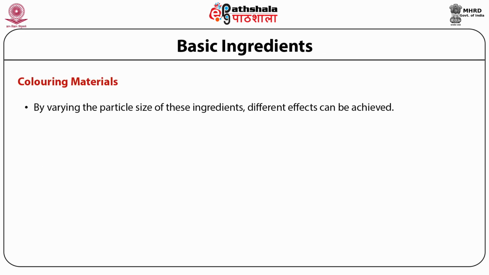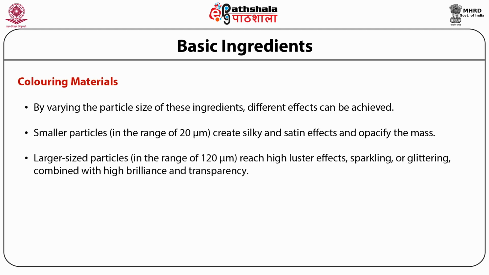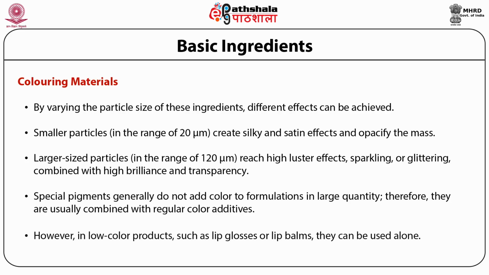By varying the particle size of these ingredients, different effects can be achieved. Smaller particles, typically in the range of 20 microns, create silky and satin effect and opacifying mass. Large size particles in the range of 120 microns reach high lustrous effects, sparkling or glittering, combined with high brilliance and transparency. Special pigments generally do not add color to the formulation in large quantity. Therefore, they are usually combined with regular color additives. However, in low color products such as lip gloss or lip balms, they can be used alone.